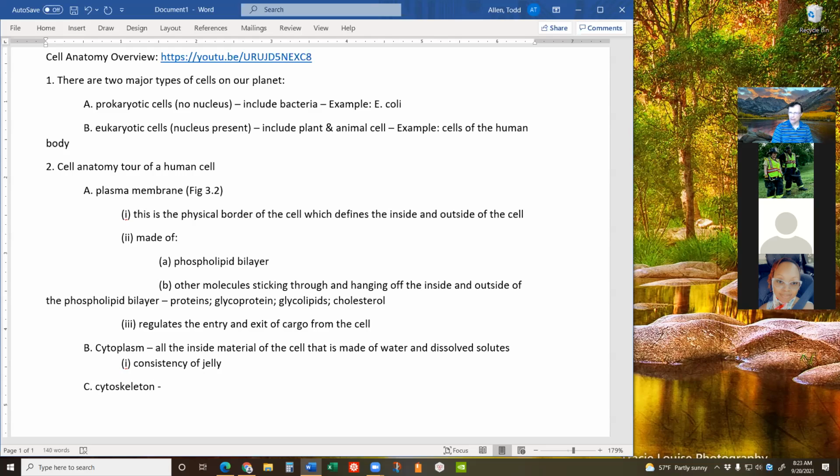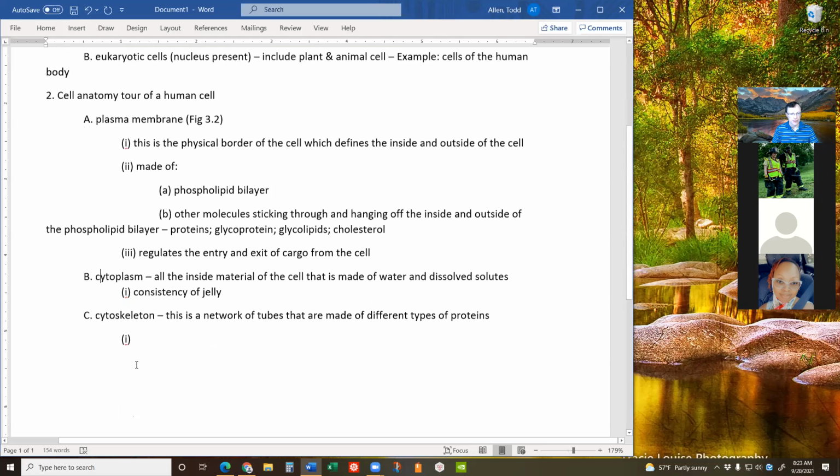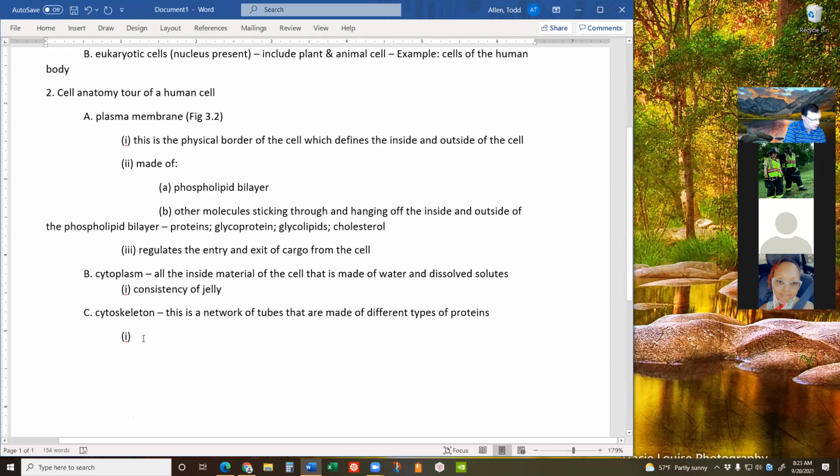Okay. The cytoskeleton is a network of tubes where all the tubes are made from different kinds of proteins. And so I don't care too much if you know what these different proteins are right now, but I'll point them out to you. In figure 3.15, there are three major types of tubes.